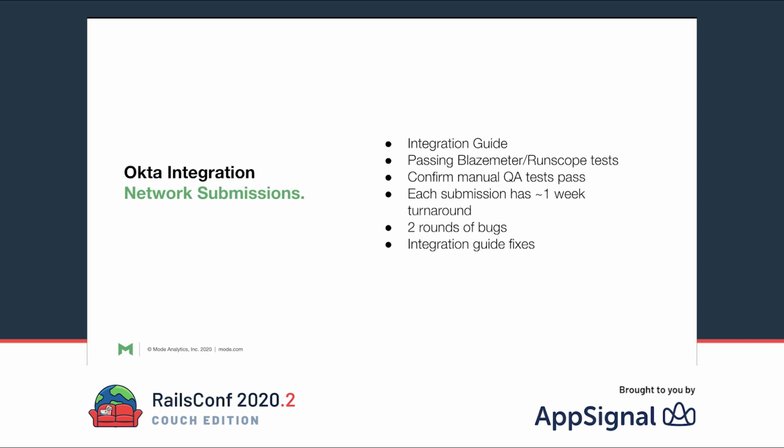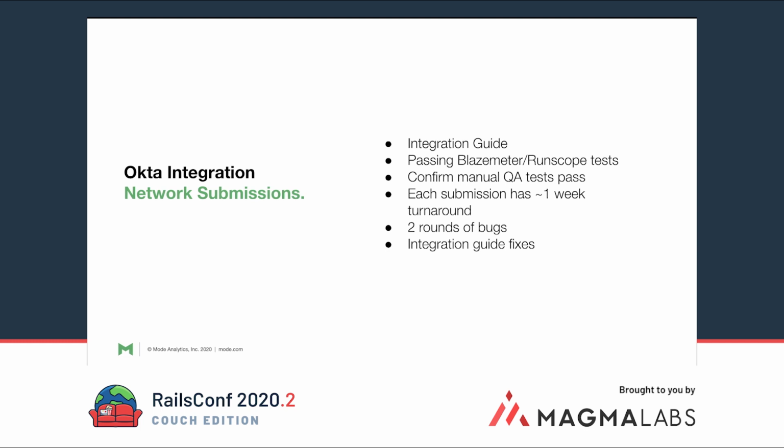When your SCIM API is working, you can then submit it to the Okta Integration Network. In order to submit, you'll need to provide Okta with an integration guide, show passing automated tests in BlazeMeter RunScope, confirm the manual QA tests pass, and provide testing credentials for your application. Each time we contacted Okta, there was about a 1-week turnaround. Our initial feedback involved updating support contacts at our company, removing optional BlazeMeter RunScope tests that were not passing, providing testing credentials, and confirming that we did the manual testing of our integration.